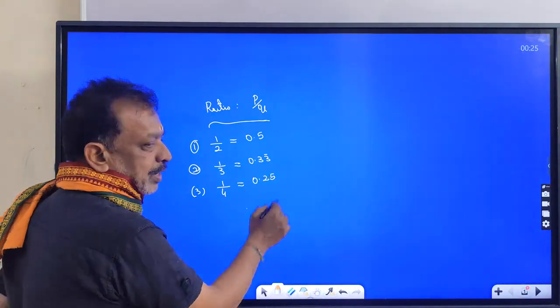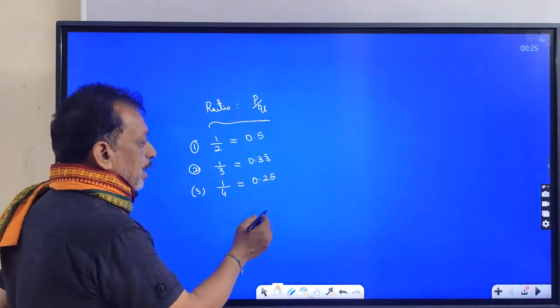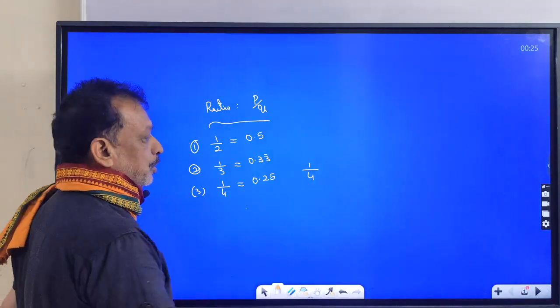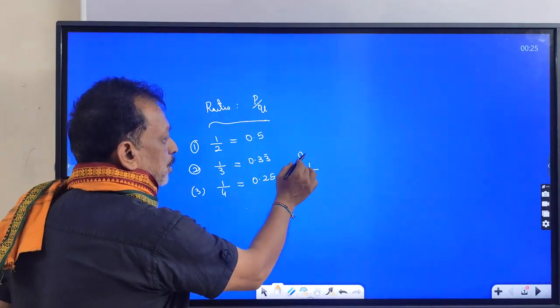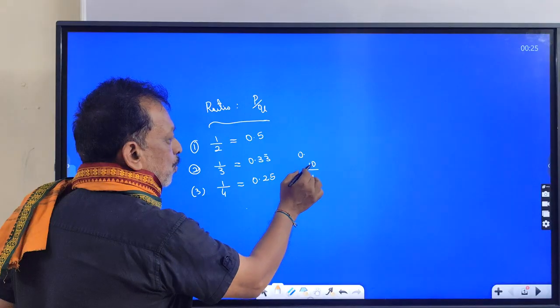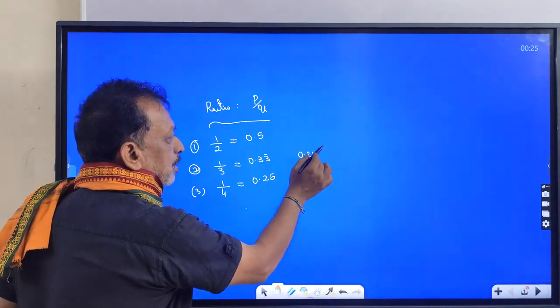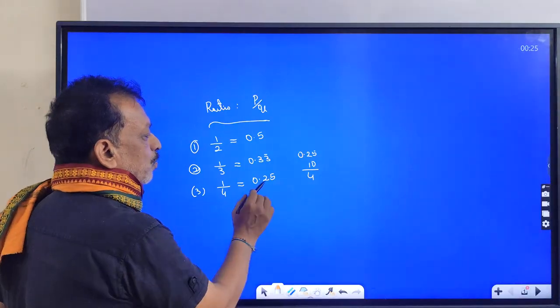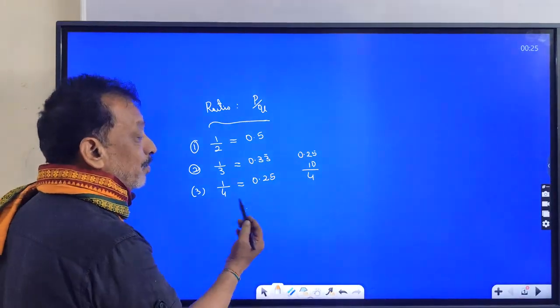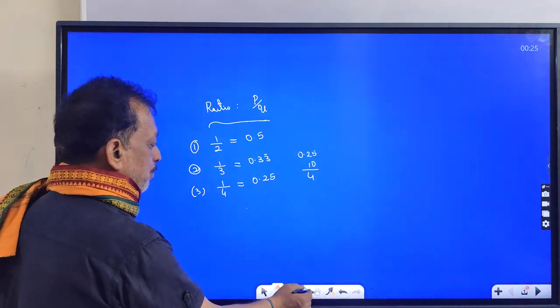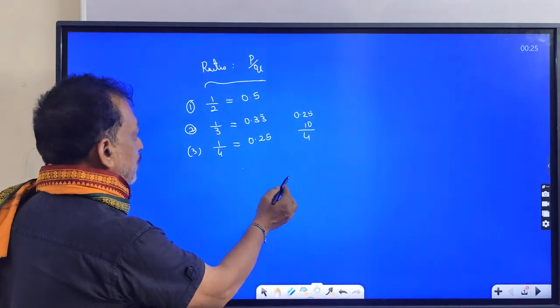Already you have calculated and done. So how did you calculate? 1 divided by 4: 0 decimal, 1 0, 4 twos are 8, remainder 2, 4 fives are 20, so 0.25. But there is no time to calculate like this in the examination. So that's why for 1 by 4 you have to get the value immediately. This is the way.